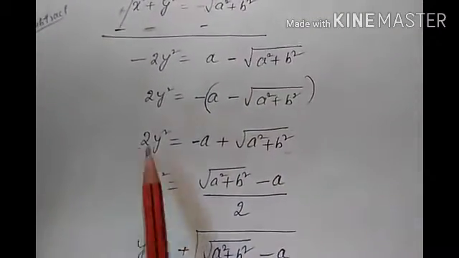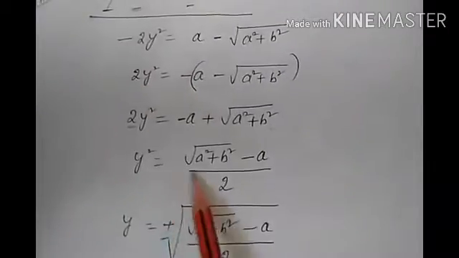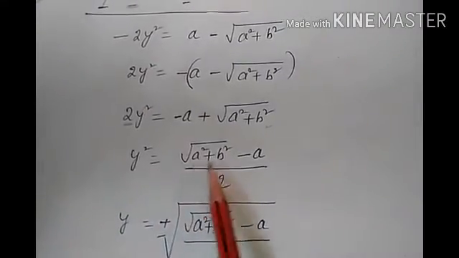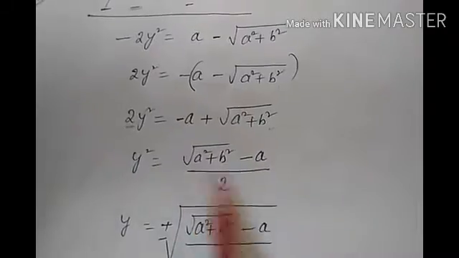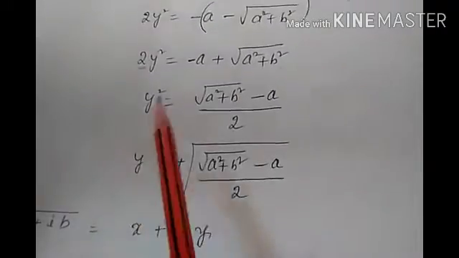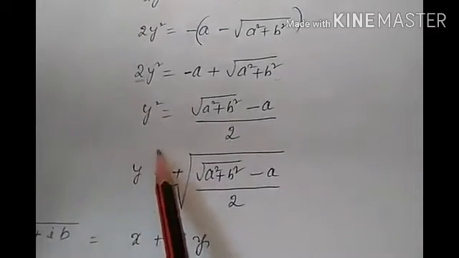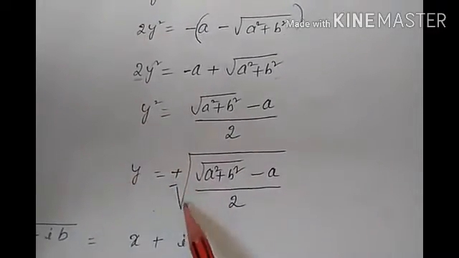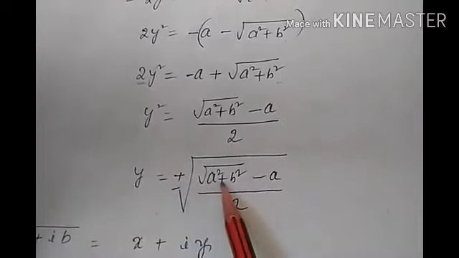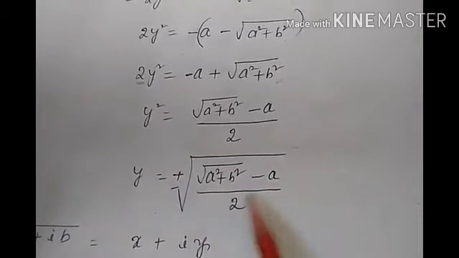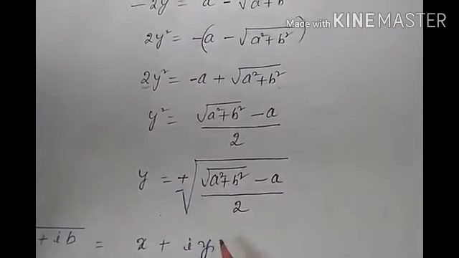Now, y square equals, transposing these two, square root of a square plus b square minus a by 2. Taking square root on both sides, the square and root get cancelled. Then y equals plus or minus square root of (square root of a square plus b square minus a) by 2. Understood? You get x and y values.